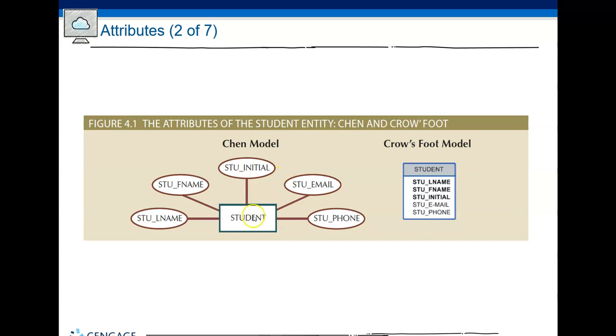Whereas you have a rectangle for the entity, here you still have a rectangle, but the name of the entity is in a bar at the top, and then the attributes are listed inside the field in the middle there. That's crow's foot.